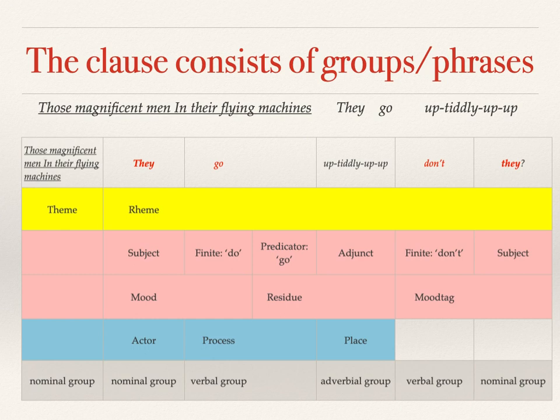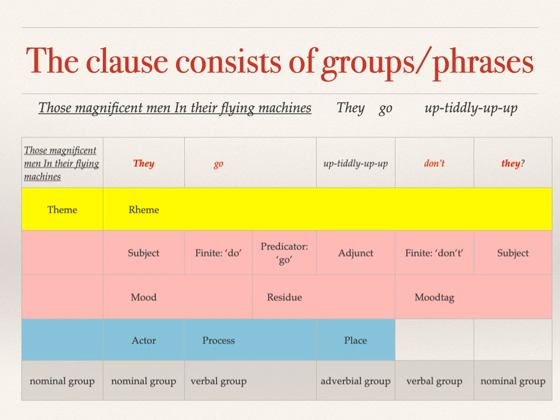And the best way of identifying the subject in English is to check which elements turn up in a question tag, a mood tag. So if we add a question tag or a mood tag, it turns out that this is a mirror image of what I've called the mood element, subject plus finite. So those magnificent men in the flying machines, they go up, tiddly up, up, don't they? This shows very clearly that the element that's picked up in the question tag or the mood tag is they. And that indicates, again, very clearly that they serves as a subject because it's the element that's picked up in the question tag and the mood tag.